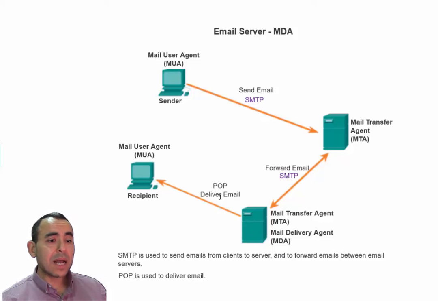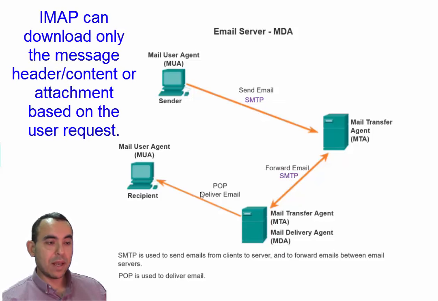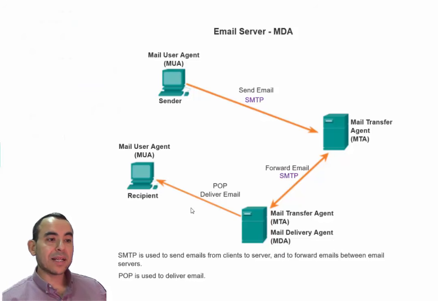Whereas IMAP may be used to download any part of the message depending on the user request. So it may download only the message header, in which case we get the subject of the message and the email address, but we don't get the message body or the attachment. Or it may fetch the attachment for a particular email header, or it may fetch the body only, and so on.